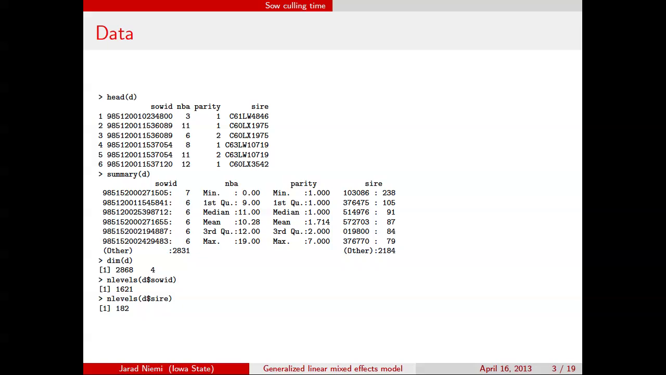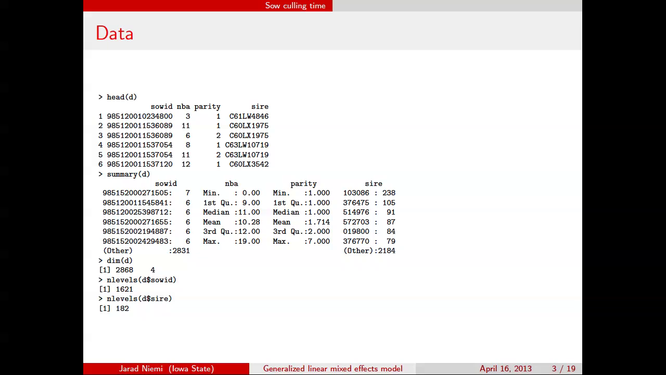We can look at some summary statistics here. I should have probably made parity a factor. That would have been more interesting to see how many litters 1 were in the data set versus 2 versus 3 versus 4 versus 5. You might expect that it would go down over time as sows get removed and they don't make it to those later litters.